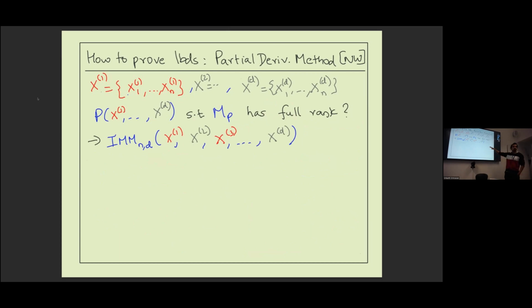Then you have to work out the details of the partial derivative matrix, but in fact, you do see that it's full rank, and therefore you get a lower bound of n to the d by 2, an exponential lower bound.